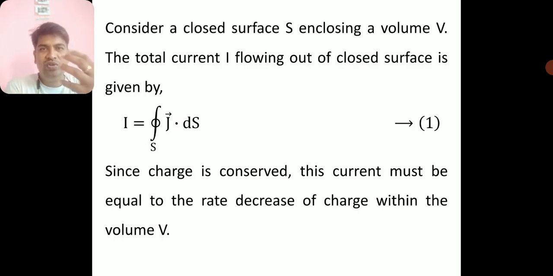Okay, so now we know that it's a current per unit area. If I multiply this with an area ds, a small elementary surface which I have considered perpendicular to the flow of current, I will get a small current, say di.